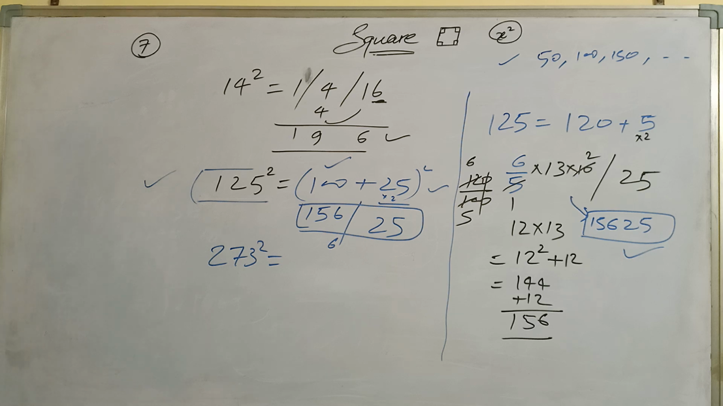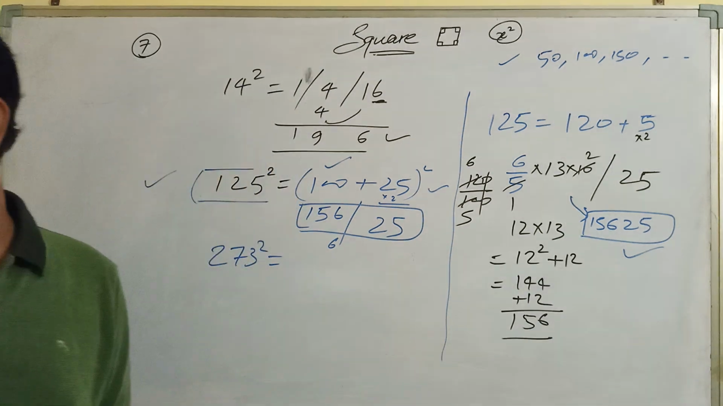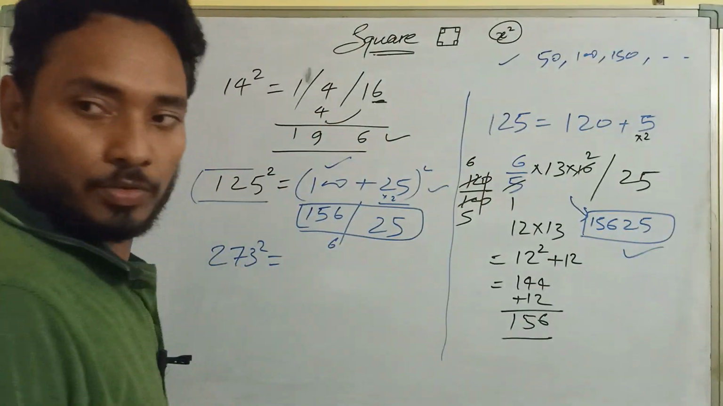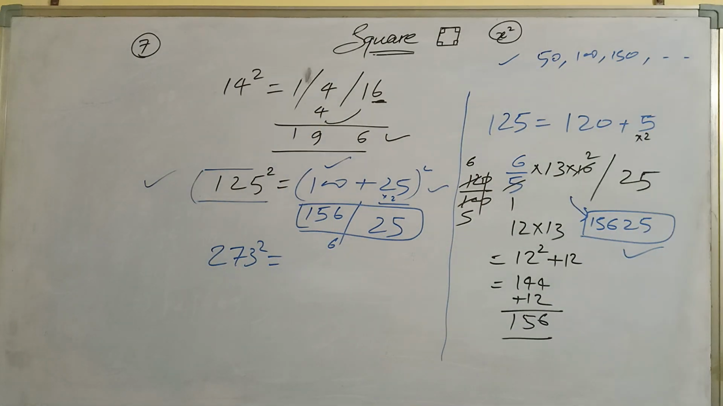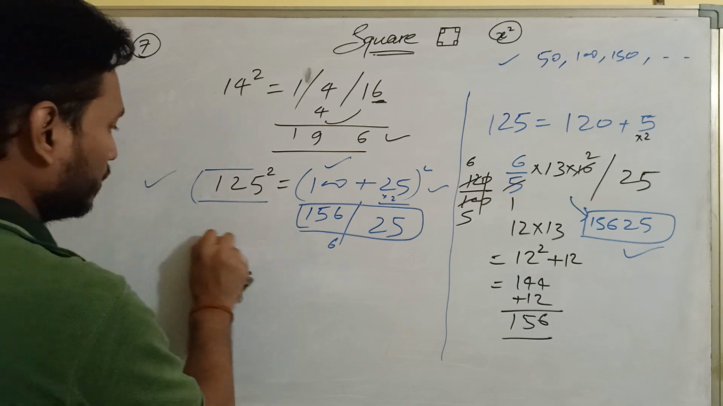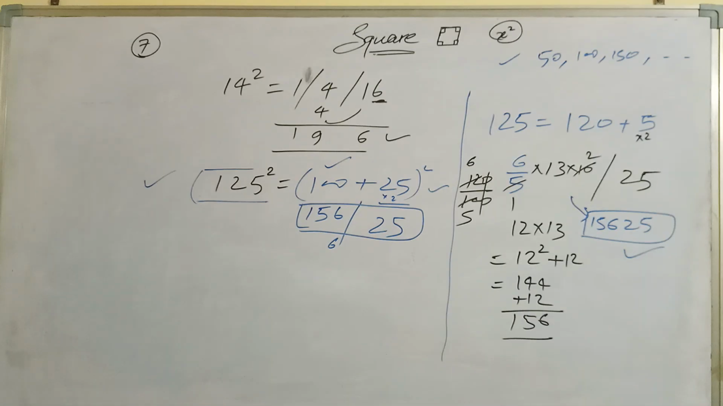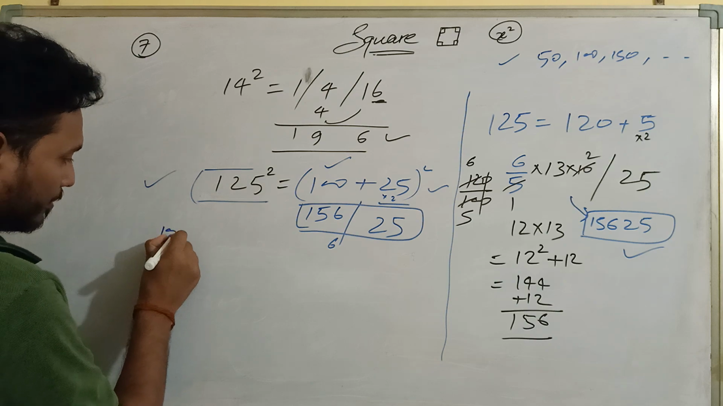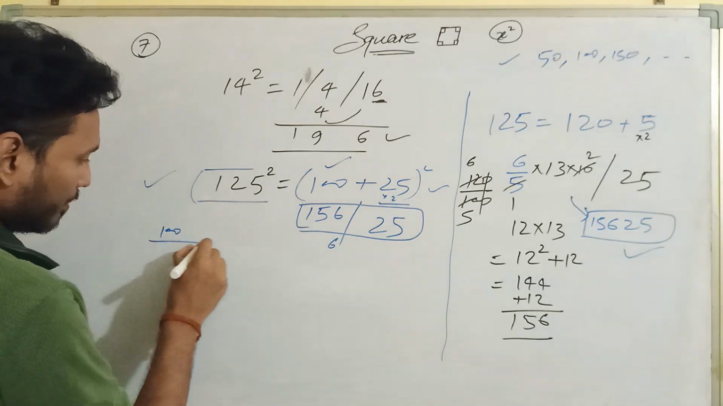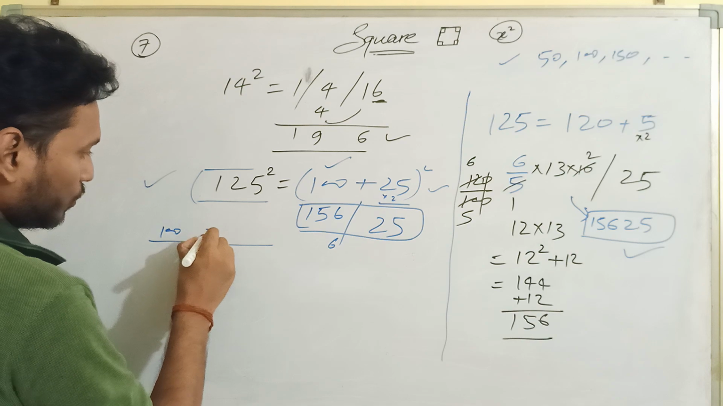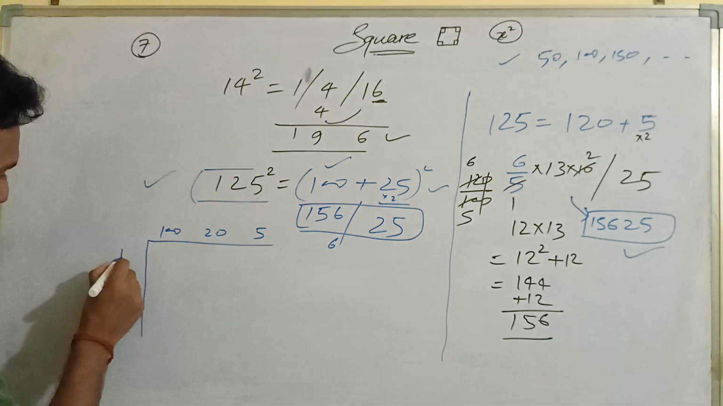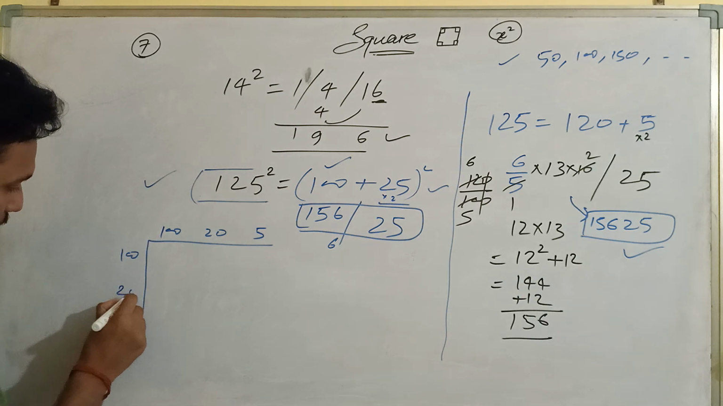Now, here we should rough it. Where is my duster? I don't know. Now we can write this number as 100, 20 and 5. Same number: 100, 20 and 5.